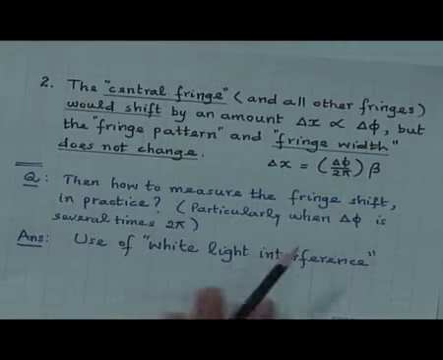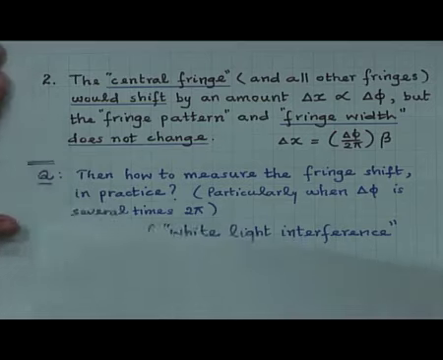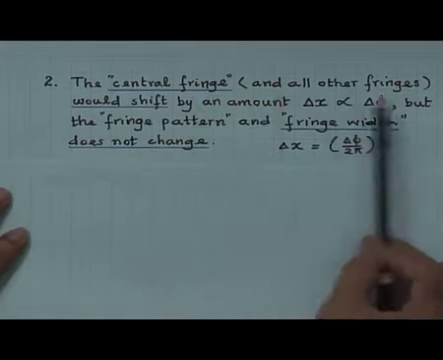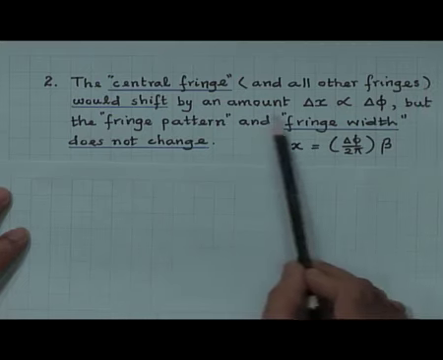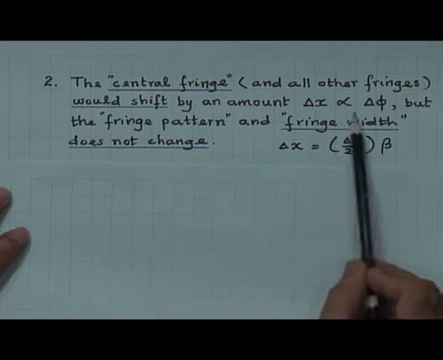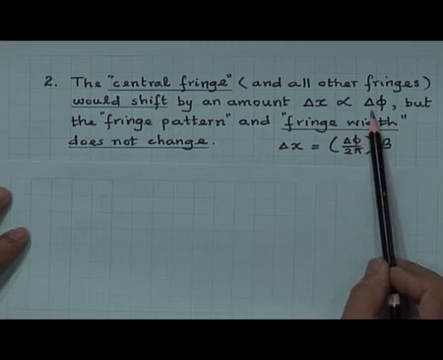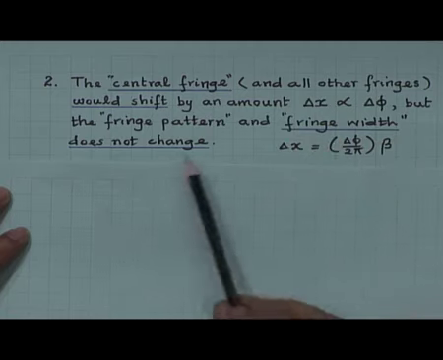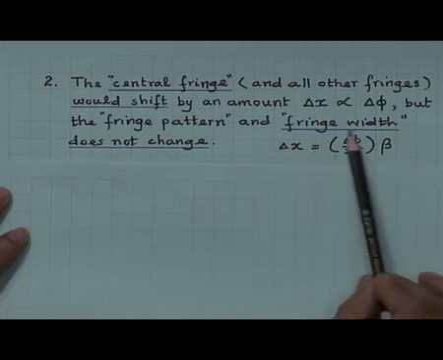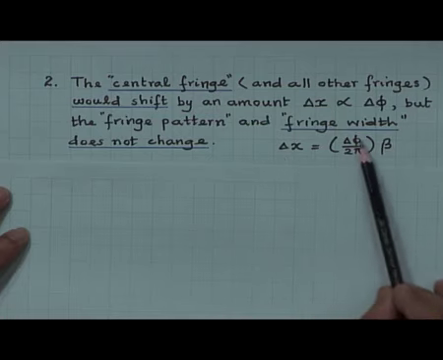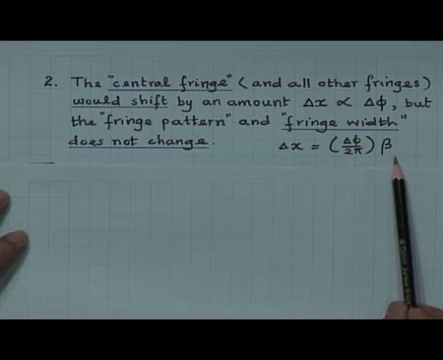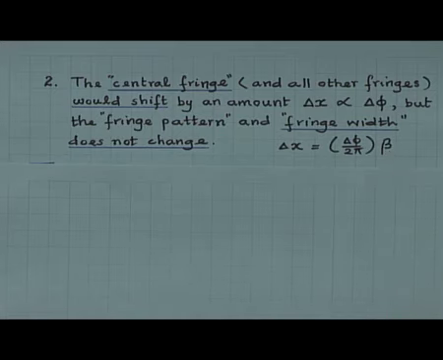This is the first point. The second point that we have is the central fringe and all other fringes. Let us look at this. The central fringe and all other fringes would shift by an amount delta x, which is proportional to delta phi, but the fringe pattern and the fringe width does not change. We have derived this: delta x is proportional to delta phi, but the fringe width remains the same and the fringe pattern remains the same.